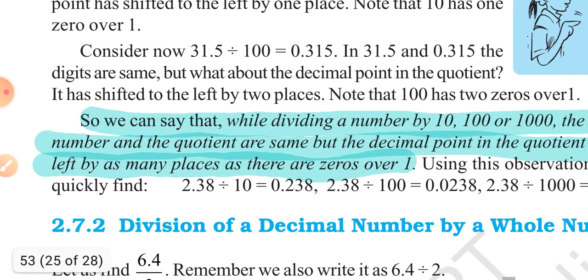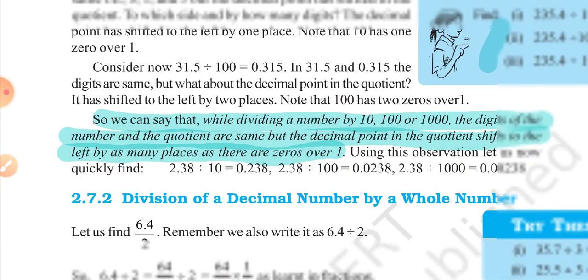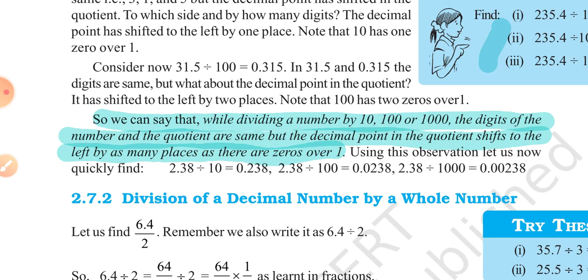Students, when we have to divide a decimal number by 10, 100 or 1000, the digits of the number and the quotient are the same, but the decimal point in the quotient shifts to the left by as many places as there are zeros over 1. So when we divide decimals by 10, 100, 1000, we shift the decimal point to the left. In multiplication by 10, 100, 1000, we shift the decimal point to the right, and in division we shift the decimal point to the left.